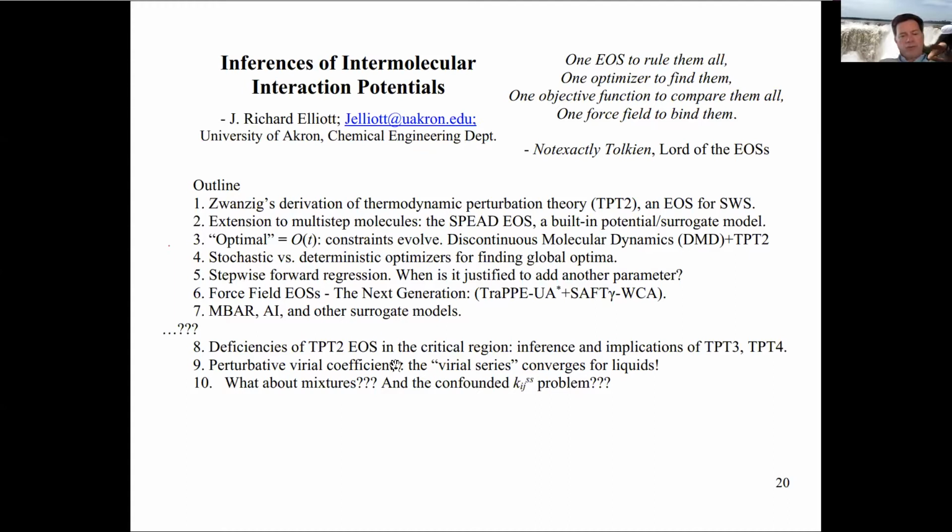But I think you'll notice here I changed the outline a little bit. We're not going to talk about everything that I would like to talk about today. So I'm going to focus just today on the force field concepts and this inference of the force field.